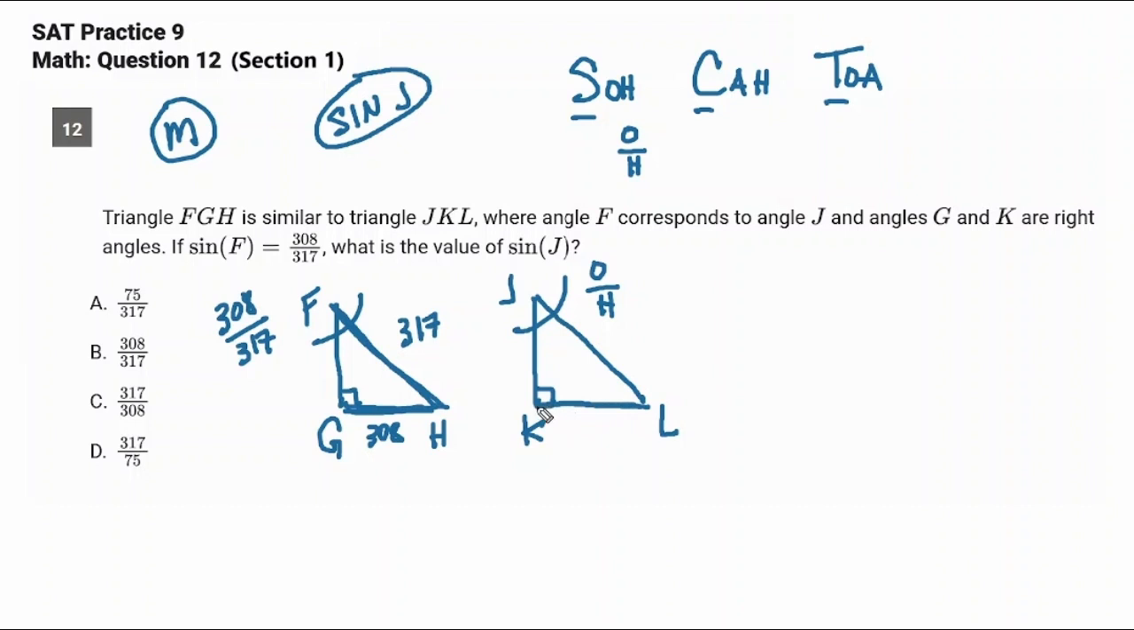They're similar triangles. So what do you think the opposite is? I mean, look at the answer choices, but it's 308. Look at the hypotenuse here. What do you think that is? 317. So opposite over hypotenuse is 308 over 317. And guys, that is it. That's the answer. It's B. You can get this right real quick and move on.